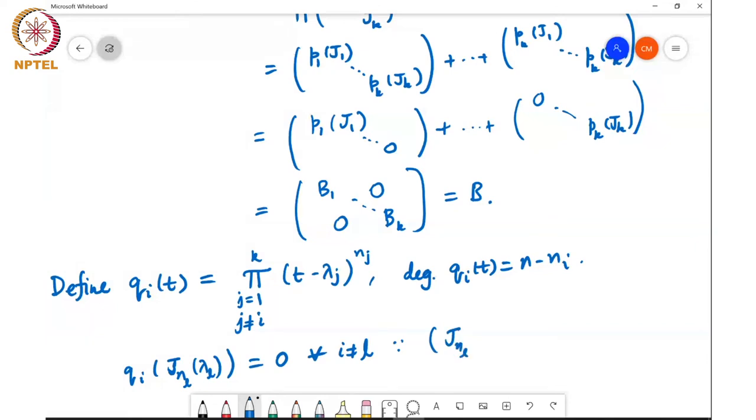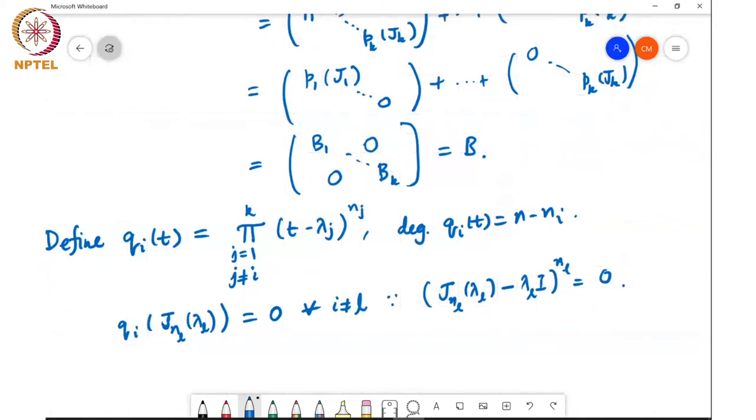J_{n_l}(lambda_l) minus lambda_l times the identity matrix to the power n_l is equal to zero. So one of the terms in this product will be equal to 0, which will make the whole product equal to 0. This is just the nilpotent matrix of index n_l.